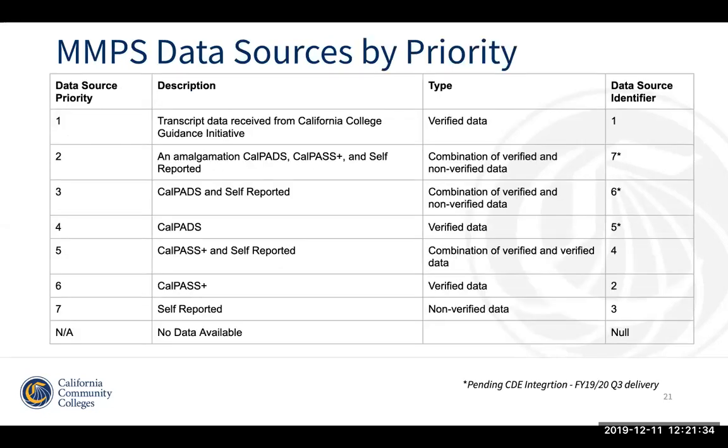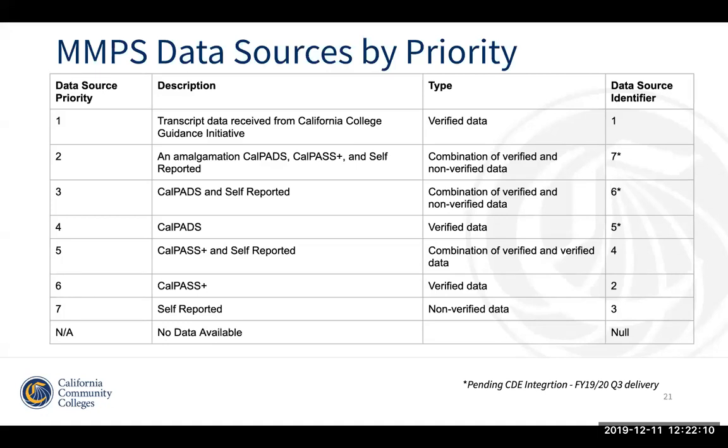From a data source priority perspective, this left-hand column over here identifies the source and the priority of the source. The column over here on the right identifies the MMPS identifier for that data source. So in a prioritized fashion, whenever we have data that is available from CCGI, that transcript data will be used to produce the placement. CCGI has access to near real-time transcript data from their partner high school districts.